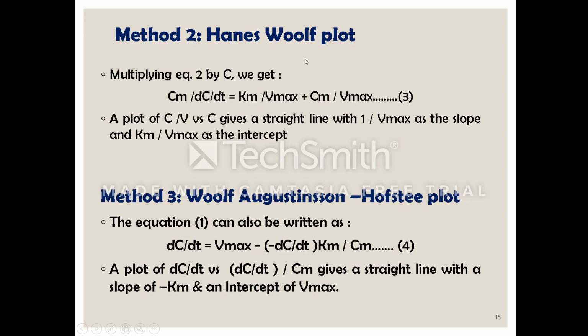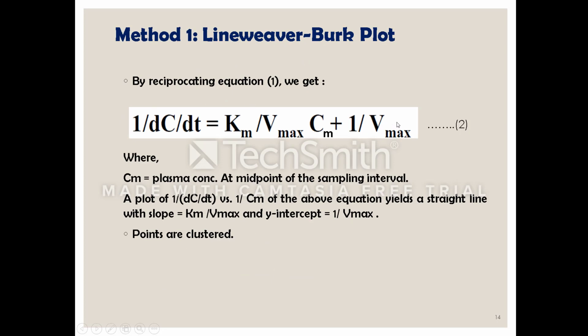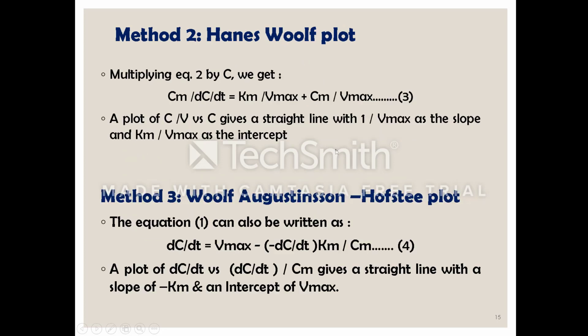Second is the Hanes-Woolf plot. Just multiply this whole equation by Cm. Okay, so you will get this equation. Again, this equation is in the form of y = mx + c. So plot Cm divided by dC/dt, that is Cm/v, versus Cm. What will I get? I will get this as the y-intercept and this as the slope. It will give a straight line with 1/Vmax as the slope and Km/Vmax as the intercept.